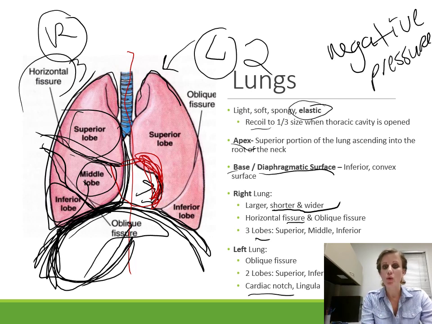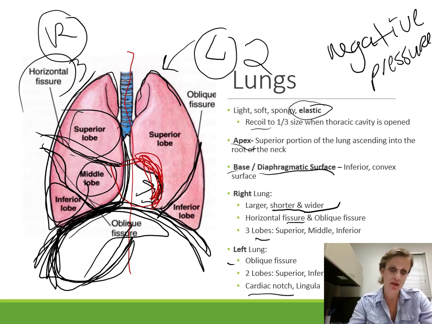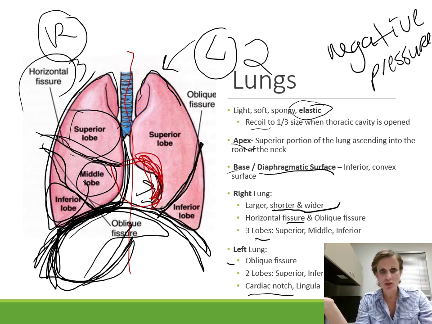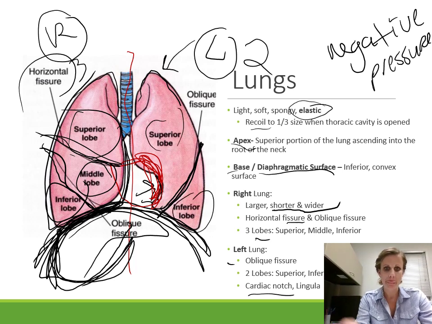The left lung only has the oblique fissure. Okay, so the oblique fissure is cutting up diagonally. Because it only has one fissure, it only has two lobes. So the left lung only has the superior lobe and the inferior lobe.